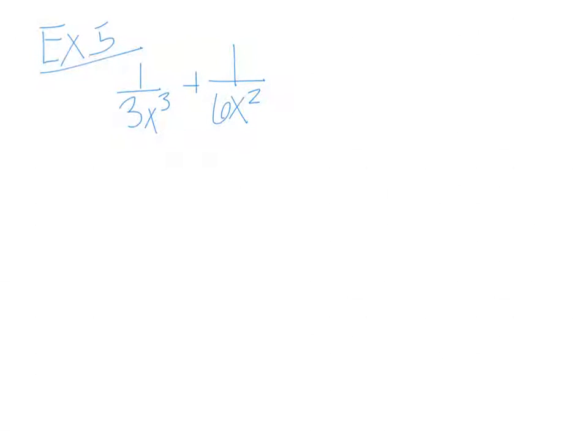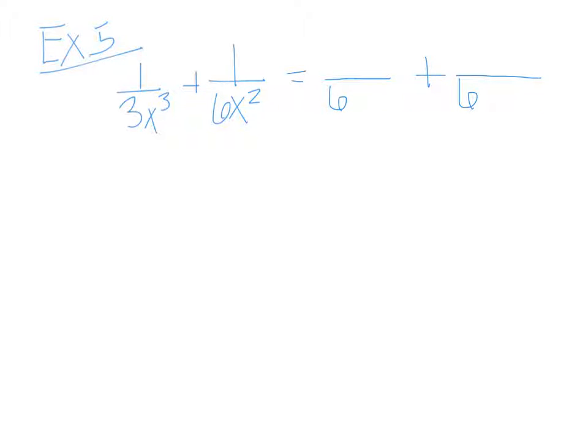Okay, for example number 5, go ahead and copy down 1 over 3x cubed plus 1 over 6x squared. Now we're adding fractions with monomials, so this one's going to be pretty easy. My first step is I'm going to look at my coefficients, which are 3 and 6. What number can both 3 and 6 go into? And the answer is 6.